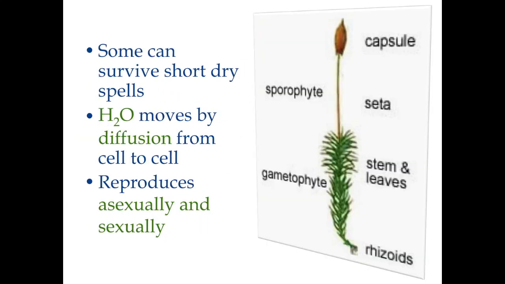Now, as we said, mosses are dependent on moist, watery environments. They can survive some dry spells, but generally they need that water. Water moves from cell to cell through diffusion. Remember, we learned diffusion. The water is going to be spread from cell to cell. Mosses usually reproduce both asexually and sexually, and we said specifically by spores.